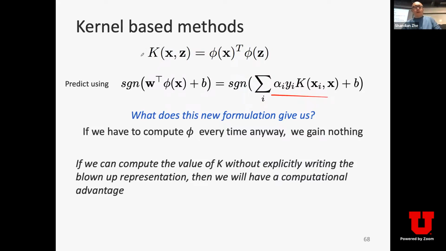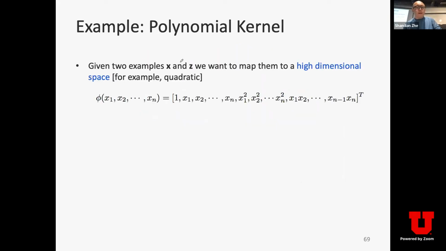Can we compute this K function directly rather than performing the feature mapping and dot product explicitly? If we can do this, this is called the kernel trick. To explain the kernel trick, we want to start with a concrete example, which is called the polynomial kernel.